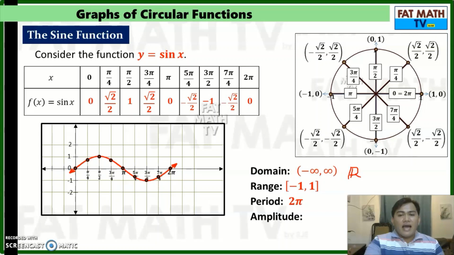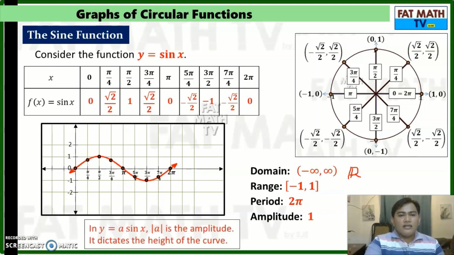And then we have the amplitude, another term. So the amplitude here is 1. In the function y equals a sine x, the absolute value of a is the amplitude. The absolute value of the number before sine x is the amplitude. It dictates the height of the curve. So the height of the curve is like this, from 0 to 1, so that's 1 unit. So the amplitude here is 1, okay?